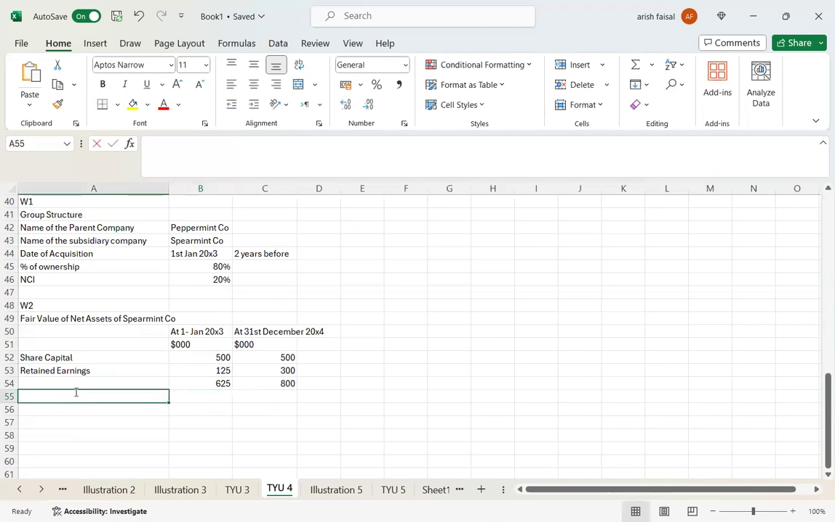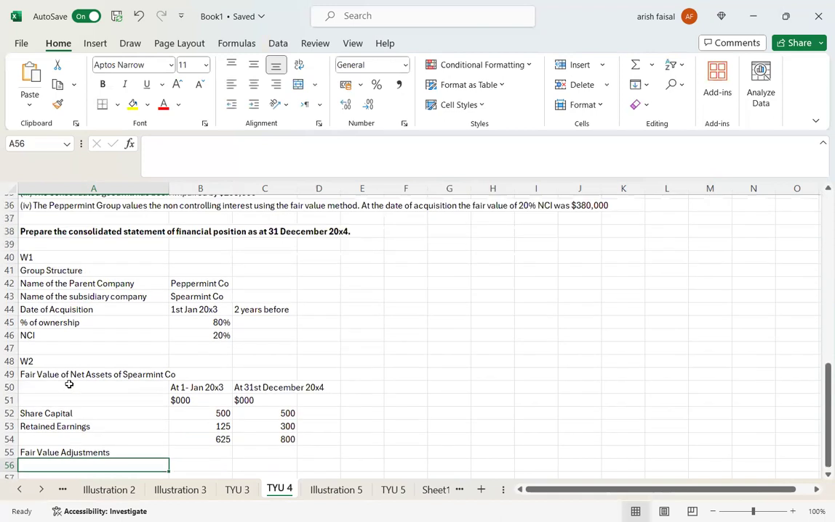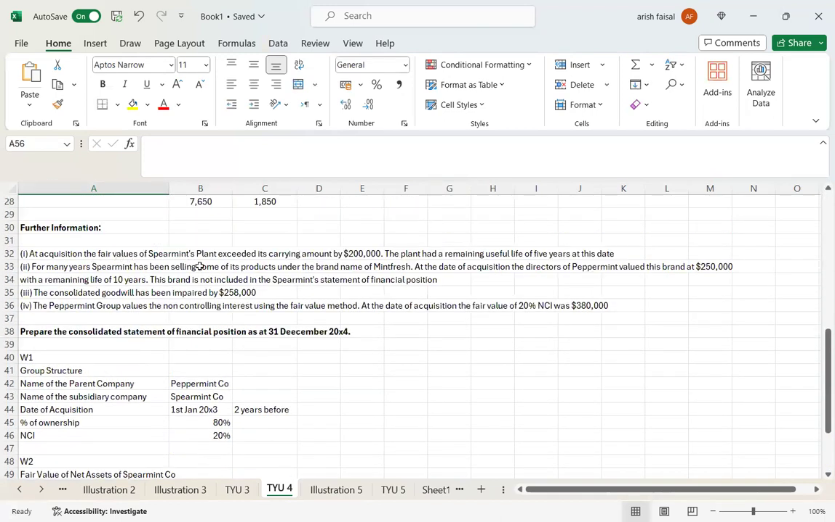Okay. So we need to write down a heading over here, which is your fair value adjustments. So the first fair value adjustment you have is regarding the plant. Okay. So when Peppermint Company acquired the subsidiary, the only asset which exceeded its carrying amount was plant by 200,000, right? So you need to adjust 200,000. So when you increase the value of the asset, your net asset value will increase.